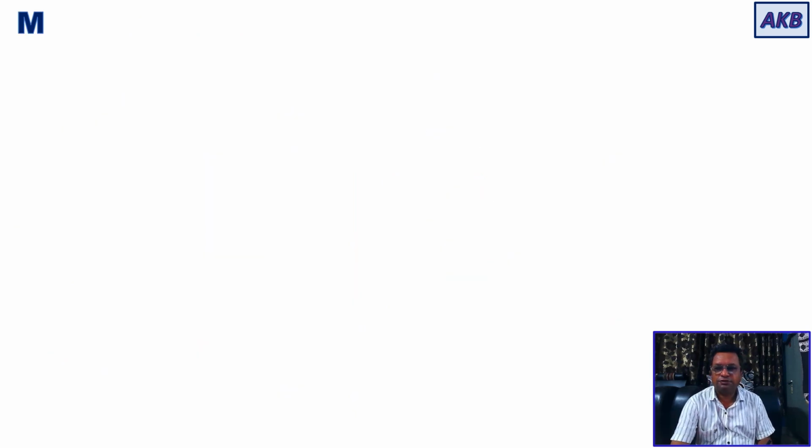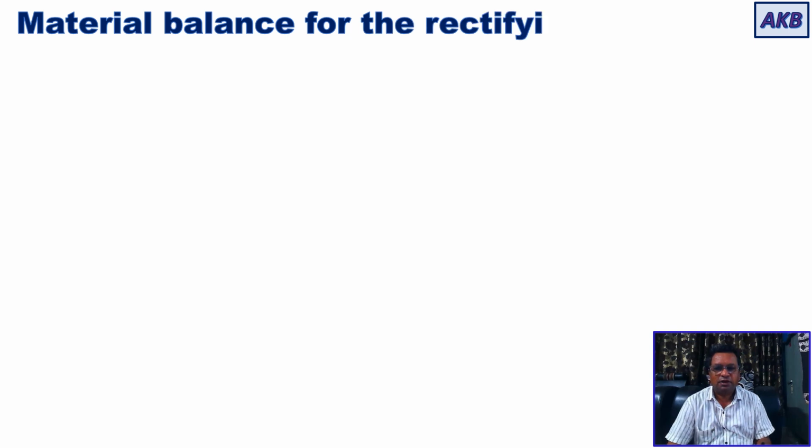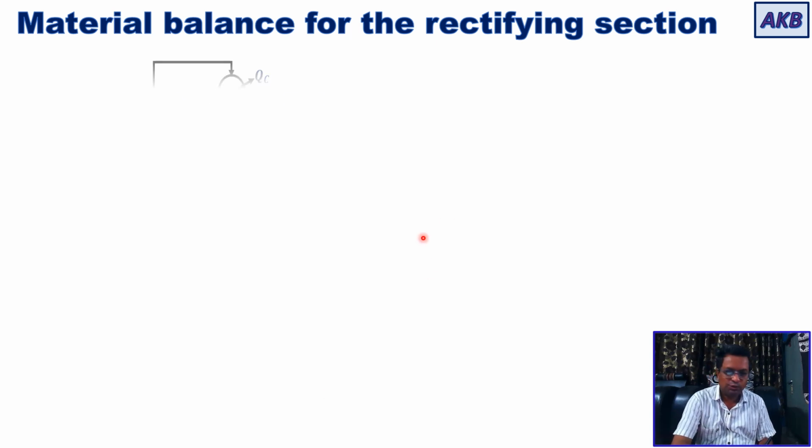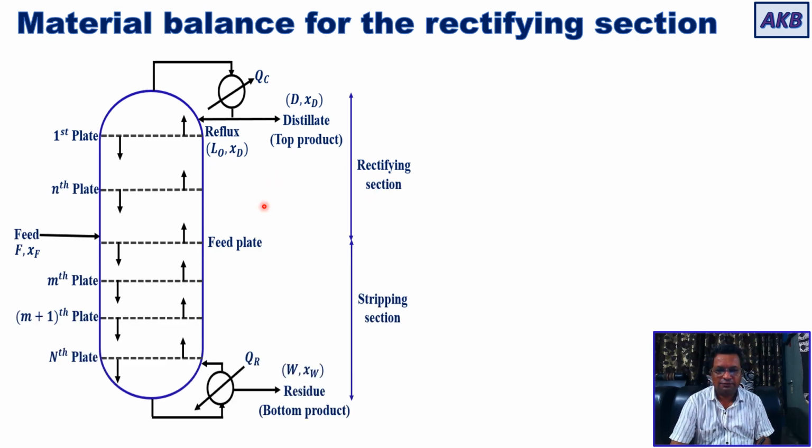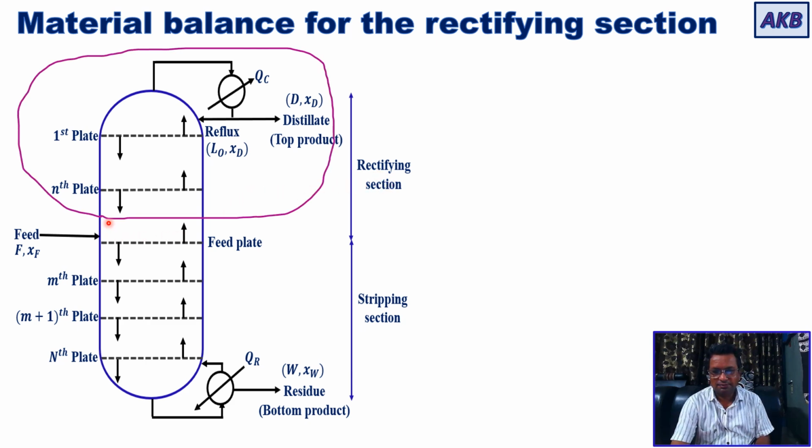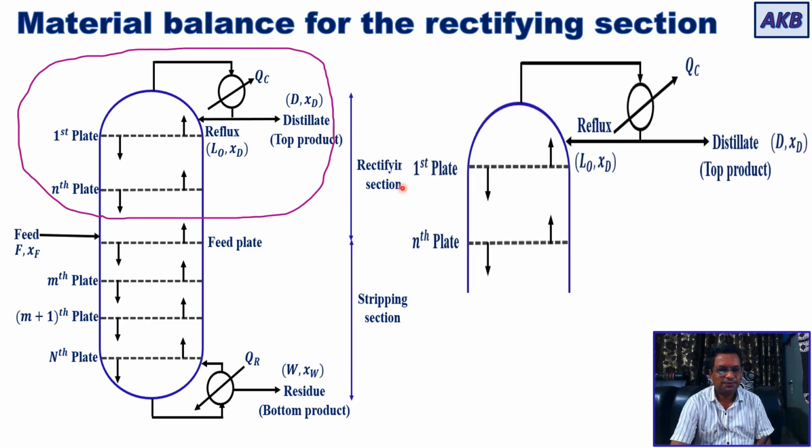Okay, now first we will discuss the material balance for the rectifying section. The rectifying section, as you know, is the section above the feed plate. So we have the column, and now we are going to talk about the rectifying section. I have covered that section, the rectifying section, using this pink envelope. Now I have enlarged that portion.